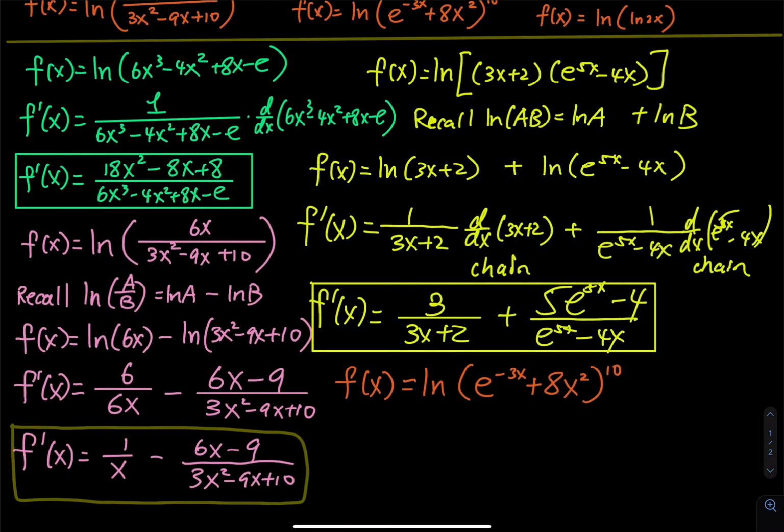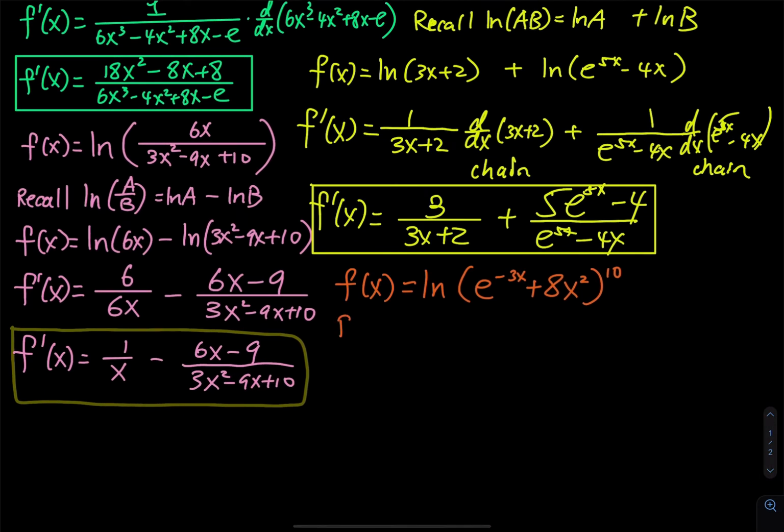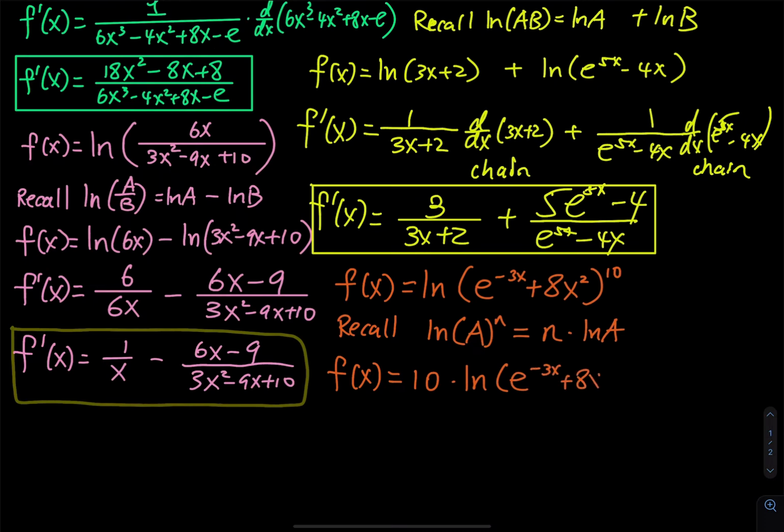All right, so let's move down. For this one we have to recall the properties of Ln: if you have a base a raised to the nth power, Ln of a to the n equals n times Ln of a. You bring the nth power down. This is one of the biggest purposes to study Ln, to carry the power down. And then the function is f of x equals 10 times Ln of (e to the negative 3x plus 8x squared).